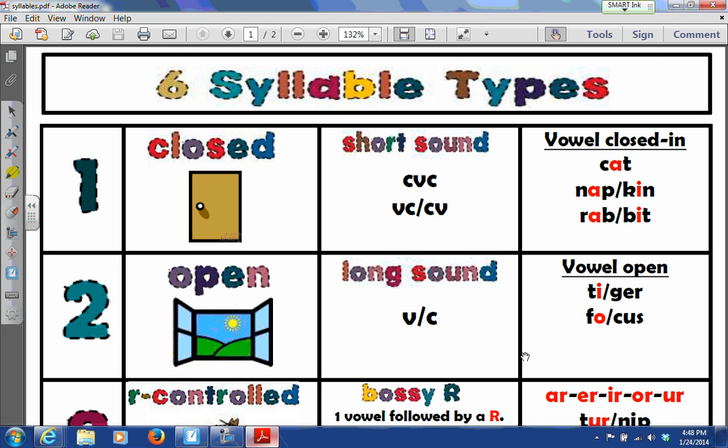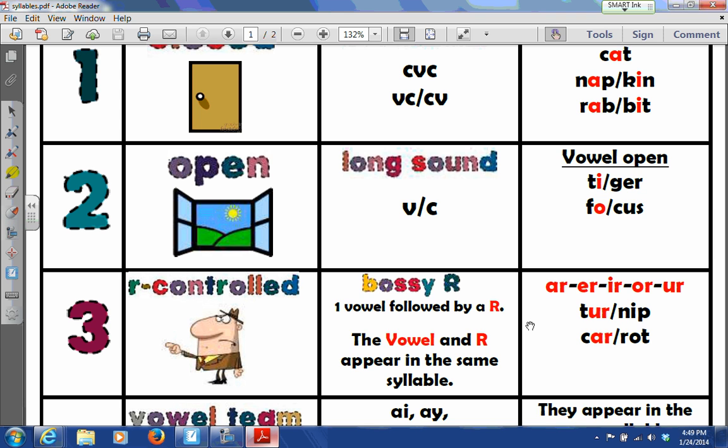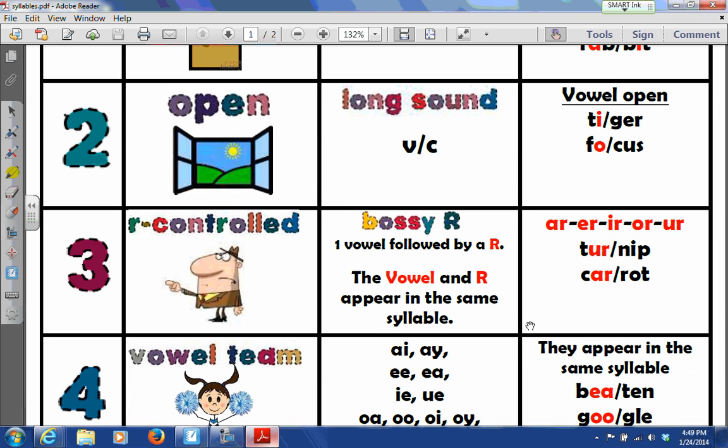There's also the open syllable, which is a vowel, consonant, such as tiger. It would be vowel, and then you separate it between the vowel and the consonant. Or focus, you separate between the vowel and the consonant.